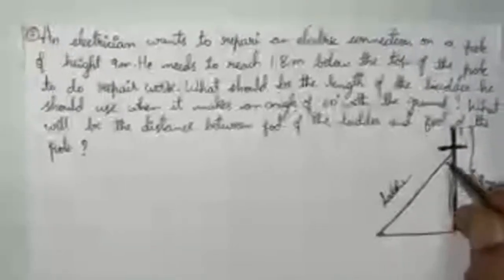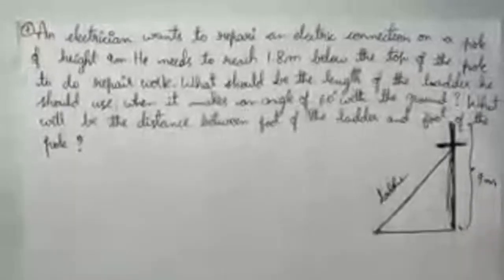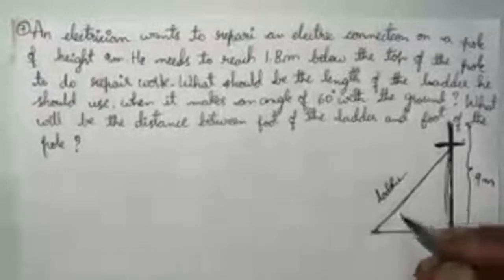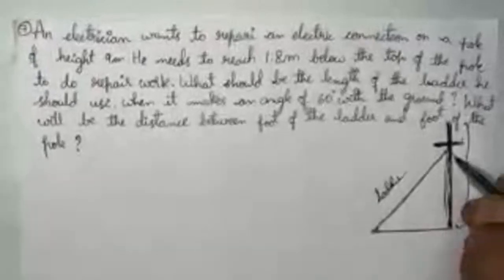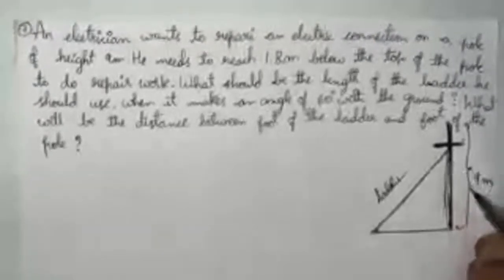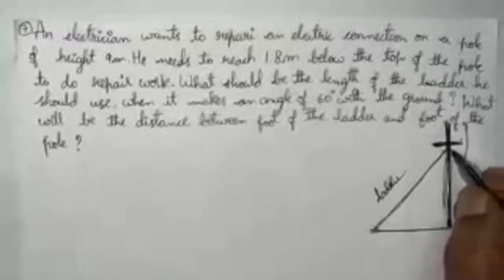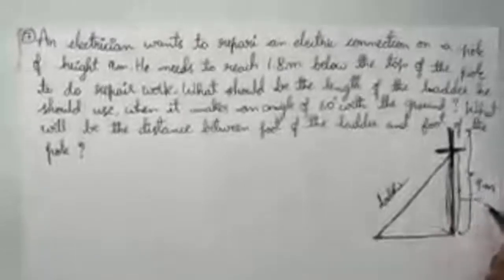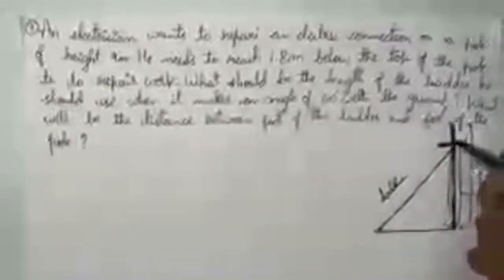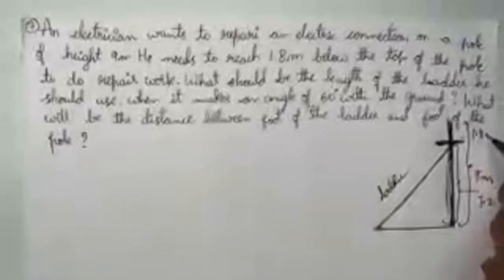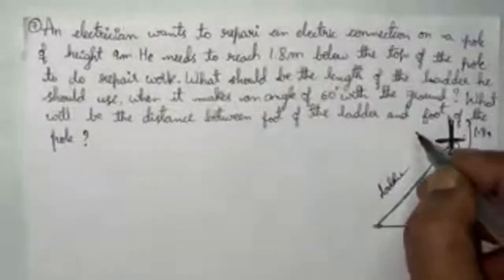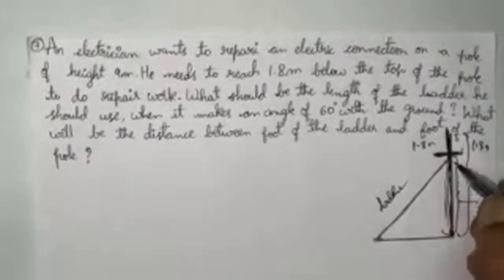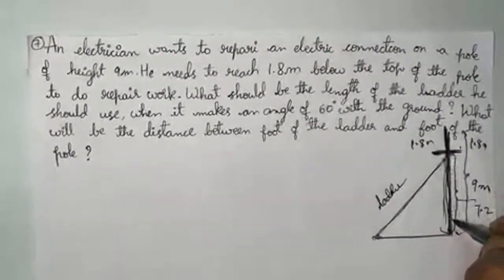Only the ladder we are taking, but we are not taking it up to that range. Here, that ladder can touch only a certain 7.2 meters. This is what you call 7.2 meters. Above the ladder, 1.8 meters are there. So that 1.8 meters of height we don't want. So the ladder can touch up to 7.2 meters.